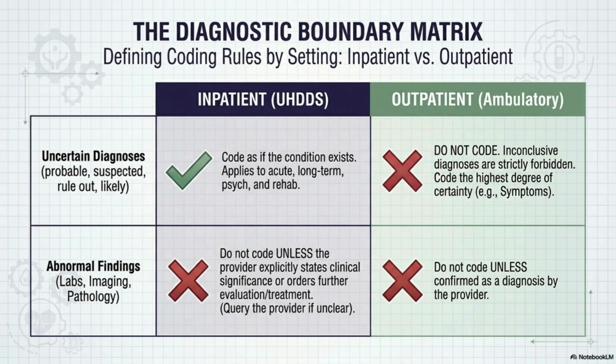In inpatient coding, uncertain diagnoses, like probable, suspected, or likely, are coded as if they exist. But in outpatient coding, that is absolutely not allowed. If the diagnosis isn't confirmed, you code the highest degree of certainty, which usually means symptoms. For abnormal labs, imaging, or pathology, in inpatient settings, you only code them if the provider documents clinical significance or orders further evaluation. In outpatient settings, you only code abnormal findings if the provider confirms them as a diagnosis. If not, they stay off the claim.